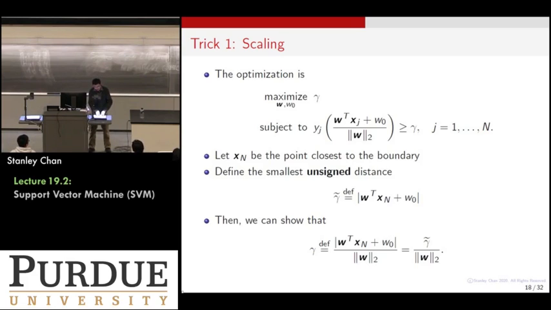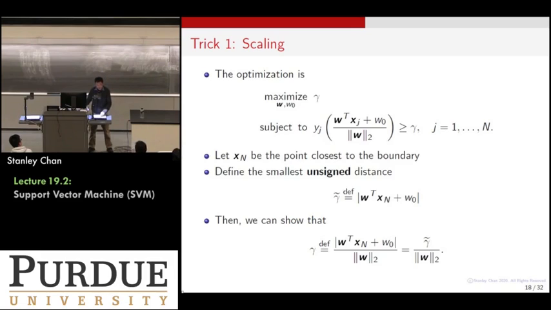I can define this unsigned distance of gamma tilde. Then, since gamma tilde is defined in this way, I can define gamma as this ratio of putting x_n into this discriminant function divided by the 2 norm of W. Why is that? It's because gamma is defined as the smallest distance from point to plane, and since x_n, by definition, is already the closest point to the plane, just putting x_n into it, I will be able to get gamma. Do you guys follow me?